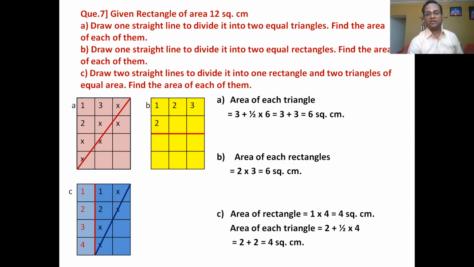here using a diagonal. So the area of this rectangle here will become 2 full squares and 1, 2, 3, 4, 4 half squares. So 2 plus half of 4. Half of 4 is again 2. So 2 plus 2 is 4 square centimeters. So each triangle here is 4 square centimeters. Okay.